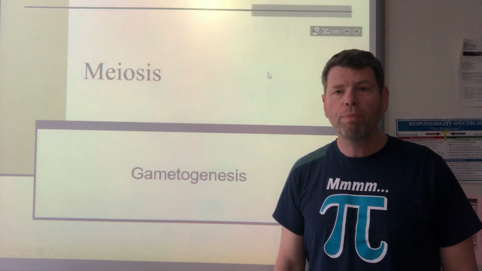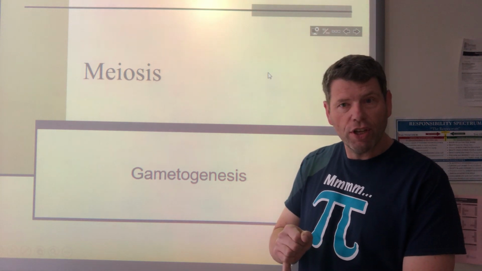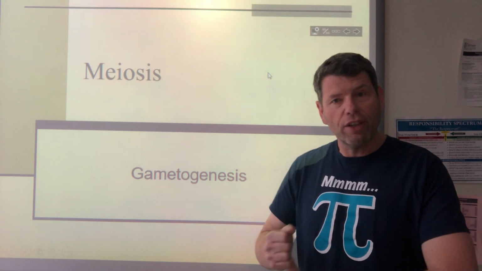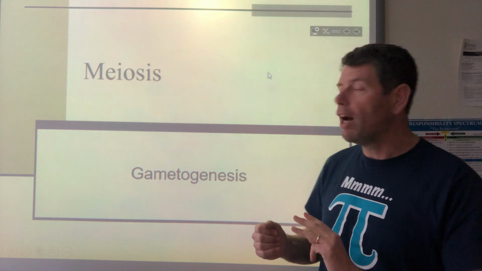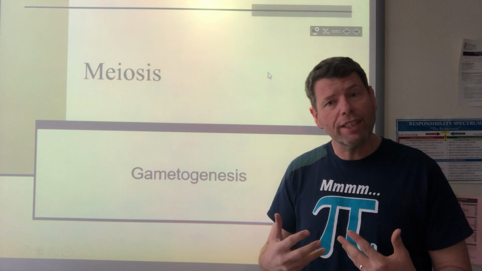Welcome back, grade 12s. We're here to finish off chapter 17. We're going to cover gametogenesis, we're going to cover life cycles, and we're going to cover non-disjunction or abnormal meiosis. So let's get right to it.